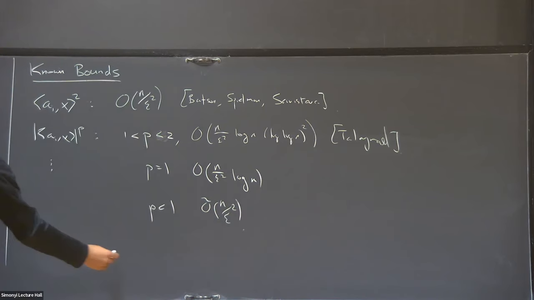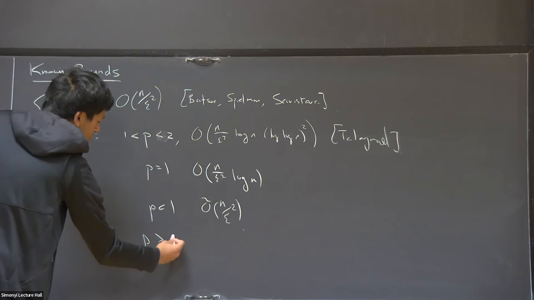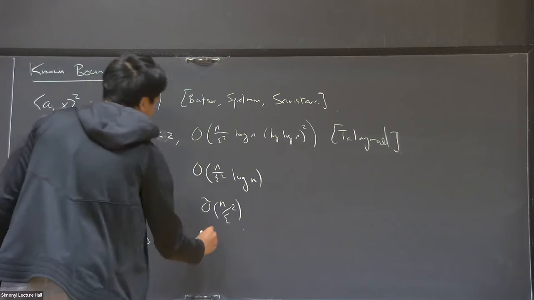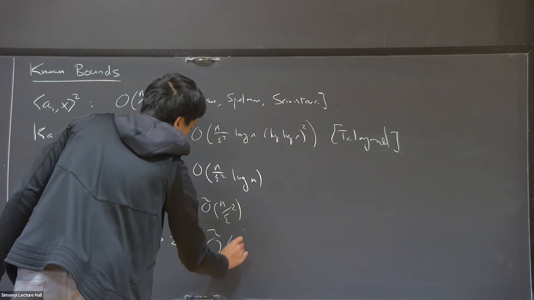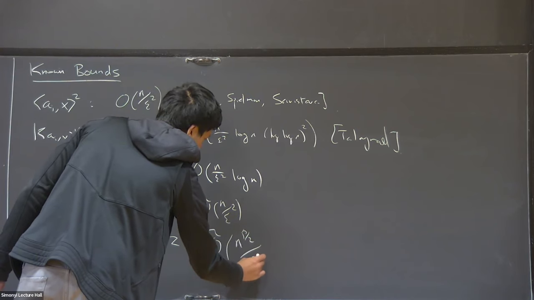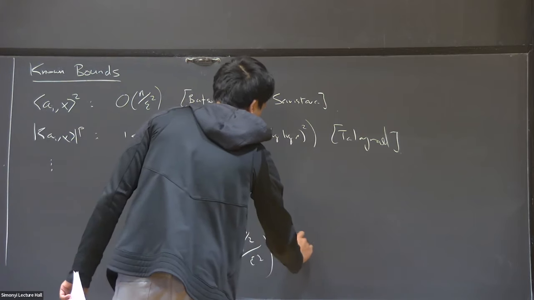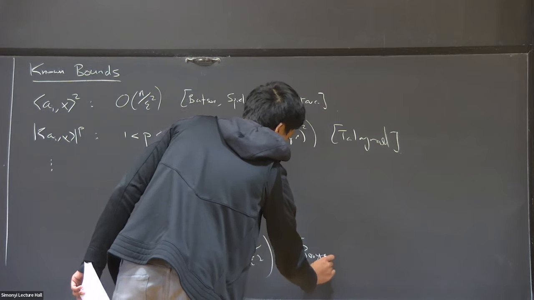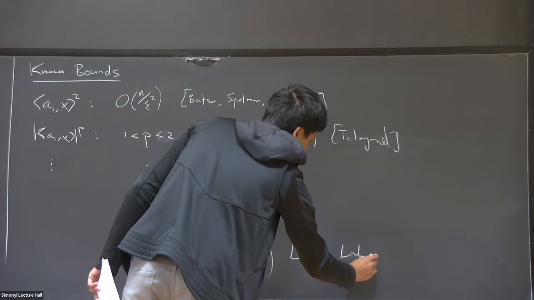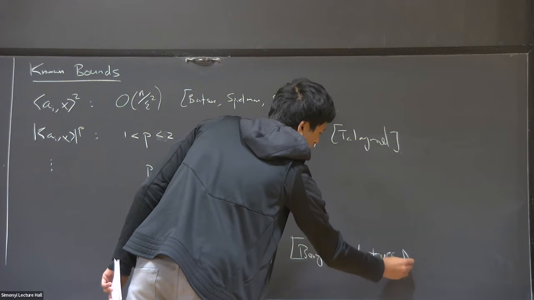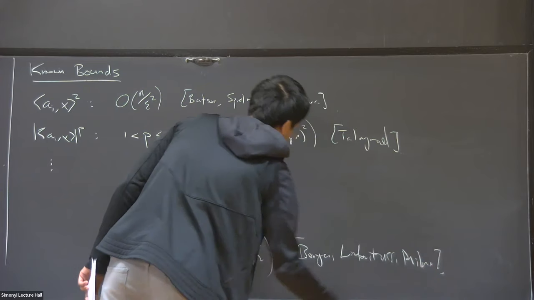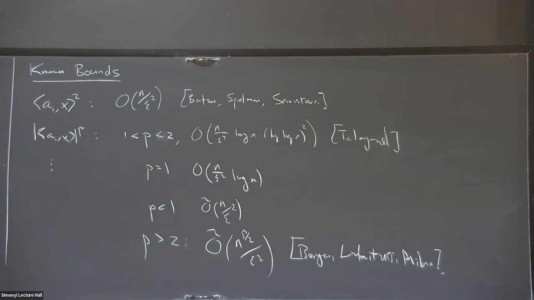Now, finally, for p greater than 2, something a little bit possibly surprising happens. The correct bound is actually n to the p over 2 over epsilon squared. This is Bourgain, Lindenstrauss, Milman. So p equals 2 is a cutoff for what the truth is. And for this, you can show that a random set of vectors ai will achieve this bound. You can't do better.